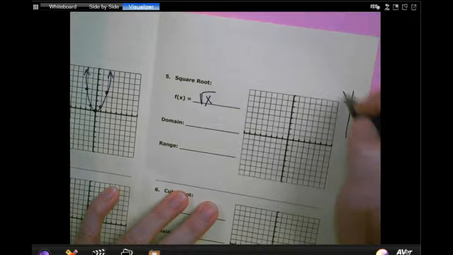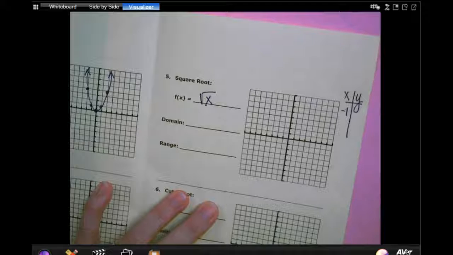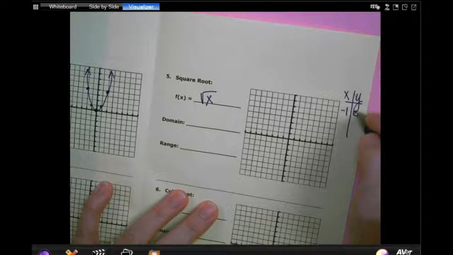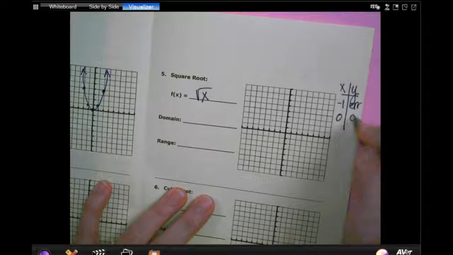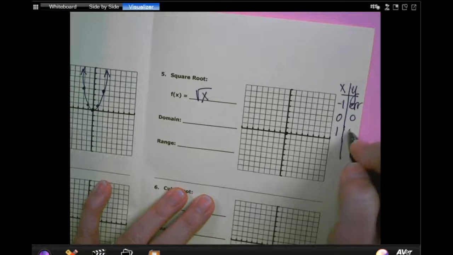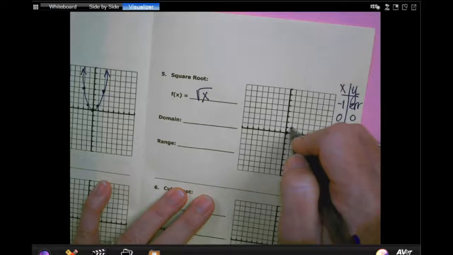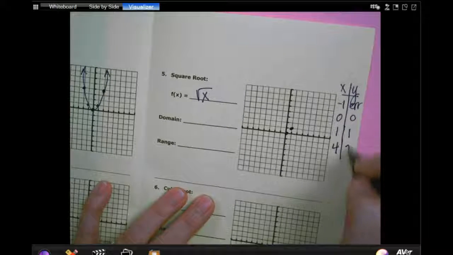No. So if I make my t-chart, if I type in a -1 in the calculator, it says error, right? So we can't have any negatives. So I'm going to start at 0, and I get a 0. If I put a 1, what's the square root of 1? 1. What's the next x that we're going to choose that's a perfect square? 4, and the square root of that is 2.